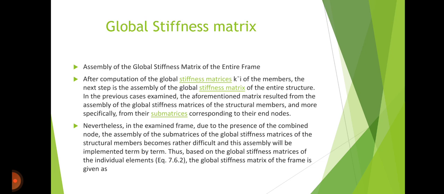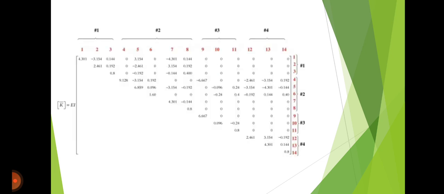Nevertheless, in the examined frame, due to the presence of a combined node, the assembly of the submatrices of the global stiffness matrices of the structural members becomes rather difficult, and this assembly will be implemented term by term. Thus, based on the global stiffness matrix of the individual element, equation 7.6.2, the global stiffness matrix of the frame is given in the table below.